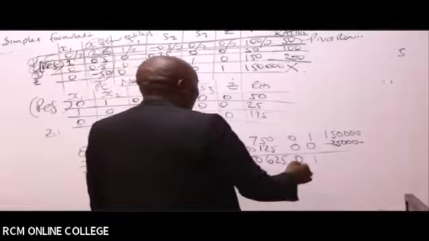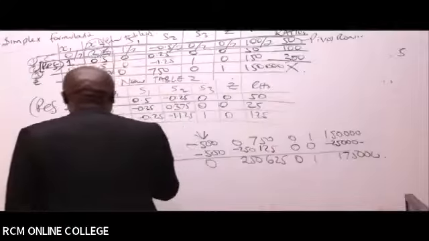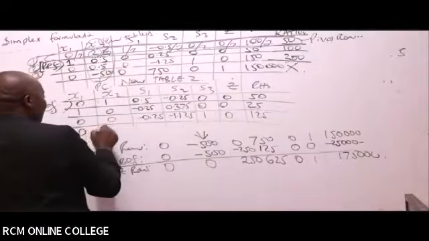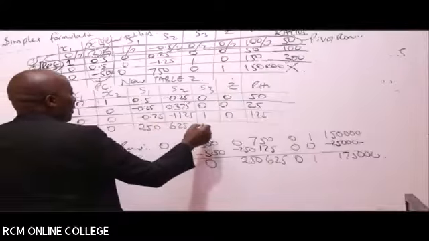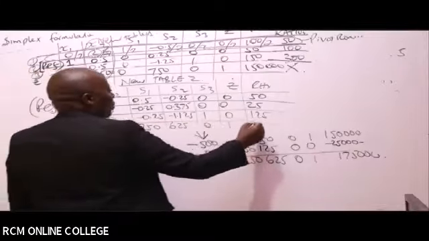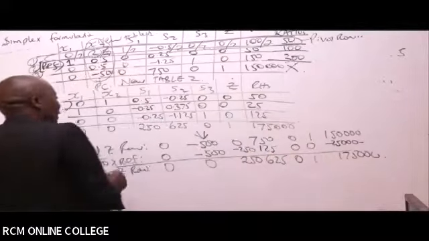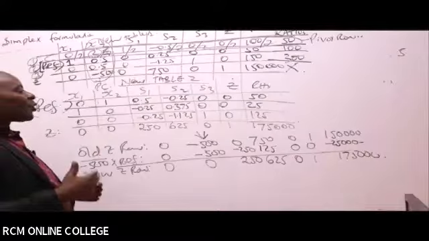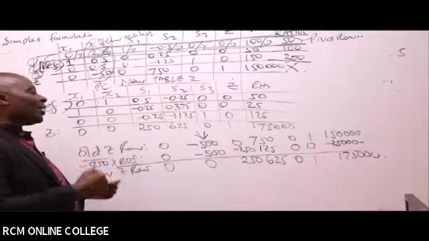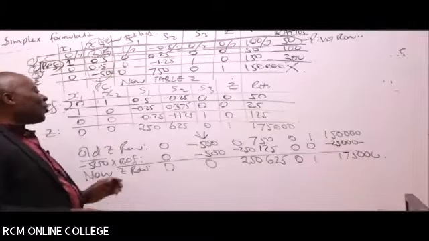175,000. Thank you so much. So this is the new Z row. The new Z row, we have 0, 0, 250, 625, 0, 1,175,000 like that. And I'm so happy. Hooray! Why? Because I can see now finality on my Z row.